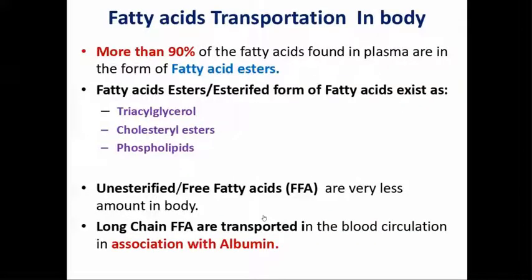But in our body, more than 90% of fatty acids in our blood plasma are in esterified form. Esterified forms can exist as cholesterol esters, and can exist as phospholipids. This esterified form of fatty acids can also be found in the form of triacylglycerols. And free fatty acids, that means unesterified fatty acids, are less common in our body.